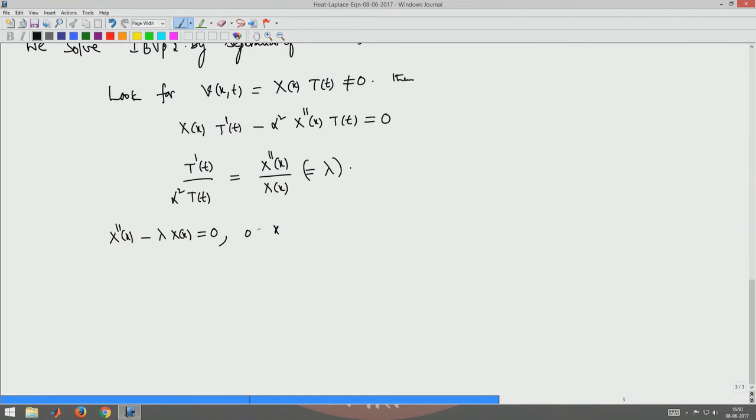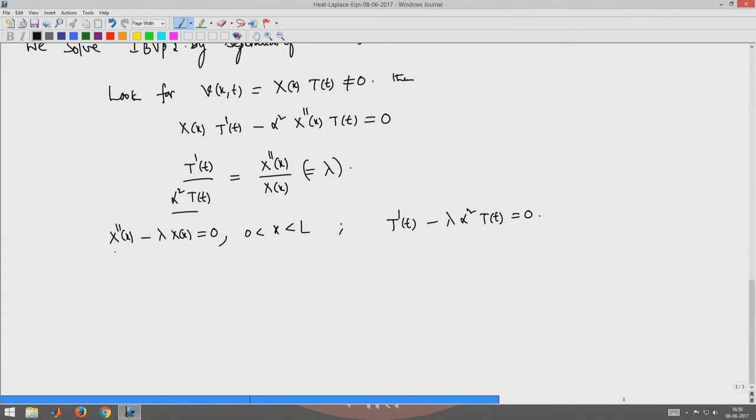X is, the domain is again 0 to L. This is a finite domain. This is how I extracted the Sturm-Liouville type problem. Okay. And what is the other one? The other one is this one. So, this will give me T'(t) minus lambda alpha squared T(t) equal to 0.